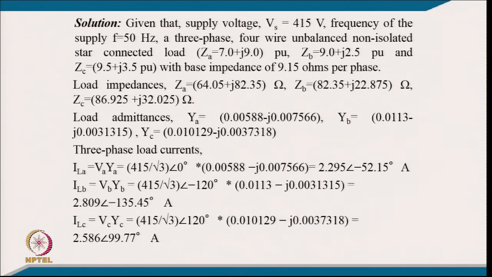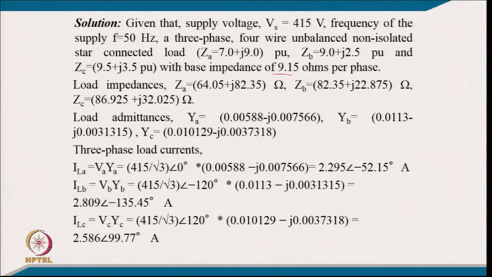So, we can calculate the actual impedances by multiplying the base impedance by these per unit values. So ZA equal to this, ZB, ZC equal to this, and from this we can find out the admittances, YA equal to 1 upon ZA, and similarly for B and C. Now we can find out the load current: ILA equal to VA times YA, the per phase voltage multiplied by the admittance. It comes 2.295 at the angle of minus 52.515 degree ampere.